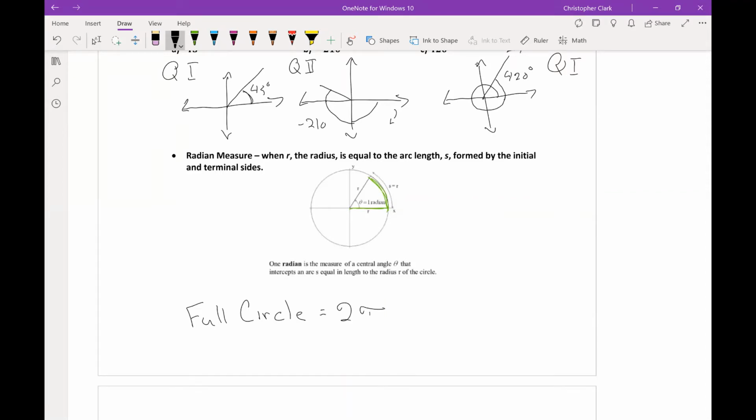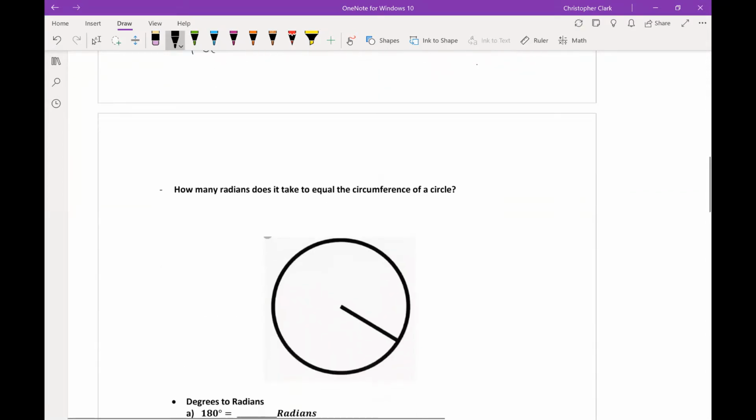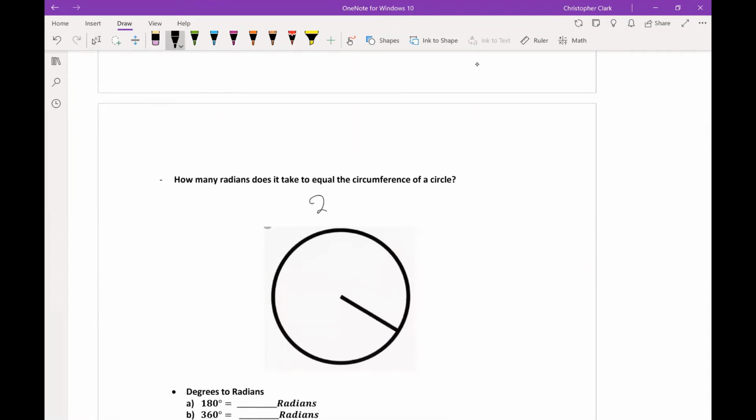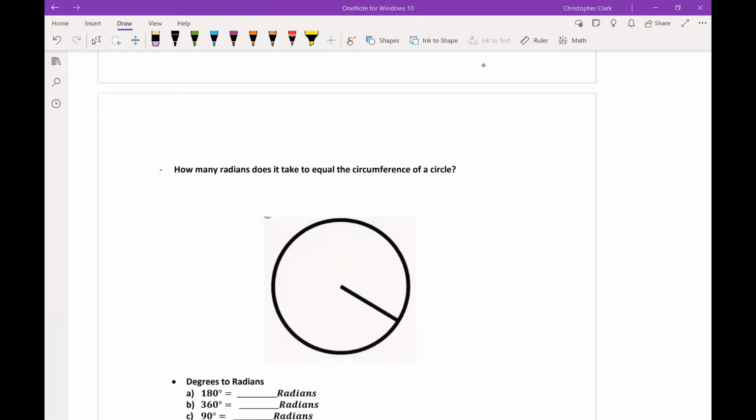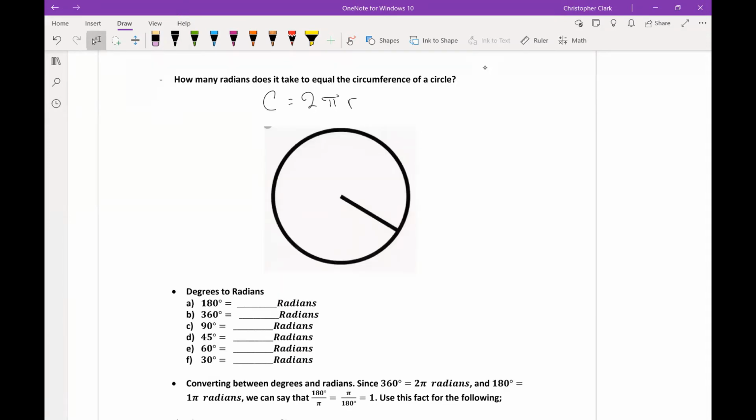It's going to be equal to 2 pi radians. So the answer to this is going to be 2 pi. So this is 2 pi. But given that the radius could be anything, we get that the circumference is equal to 2 pi r. So this is our equation for circumference. From this point, we can begin converting between radians and degrees.